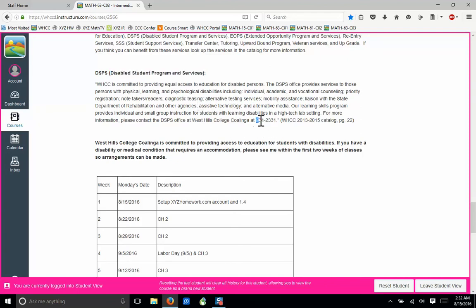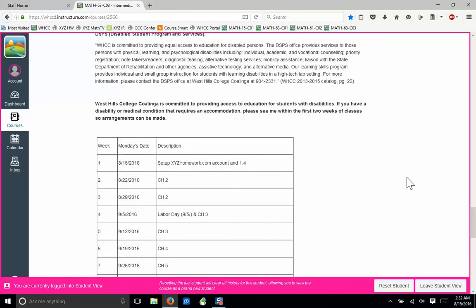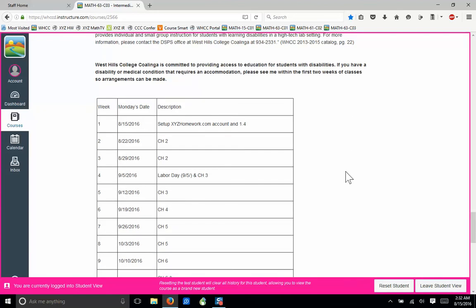The phone number is given, it's 934-2331, and they will give you a diagnosis after you've taken a skills test, and if you qualify, they'll give you a little bit of accommodation for those. I just ask that you do it in the first 2 weeks of the class, so you don't come to me halfway through saying, oh yeah, I do have a learning disability I want to get help with.